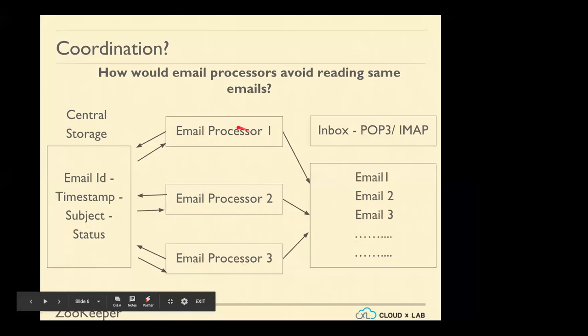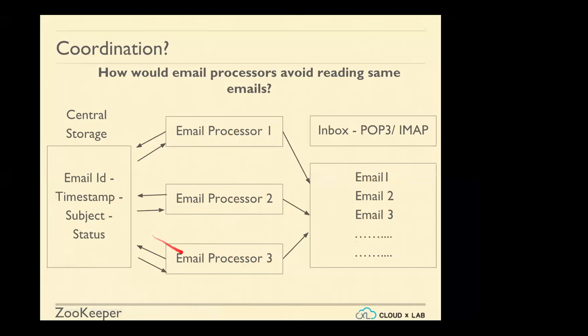Now, let's say email processor one died after some time. At that point of time, the next email processor would have to take a look at this data and delete the entries which are pretty old. That means those records have been abandoned, and hence maybe the processor had died long back. This is just leftover.